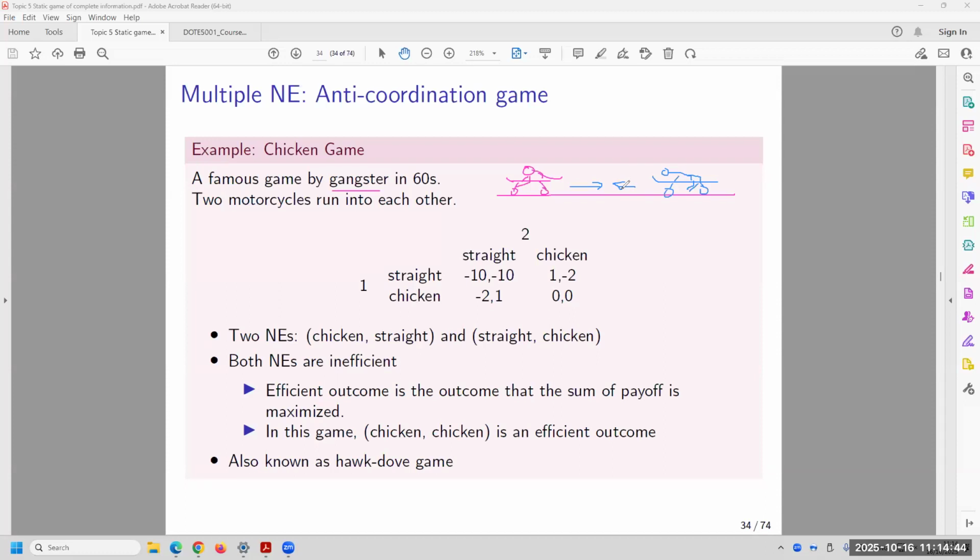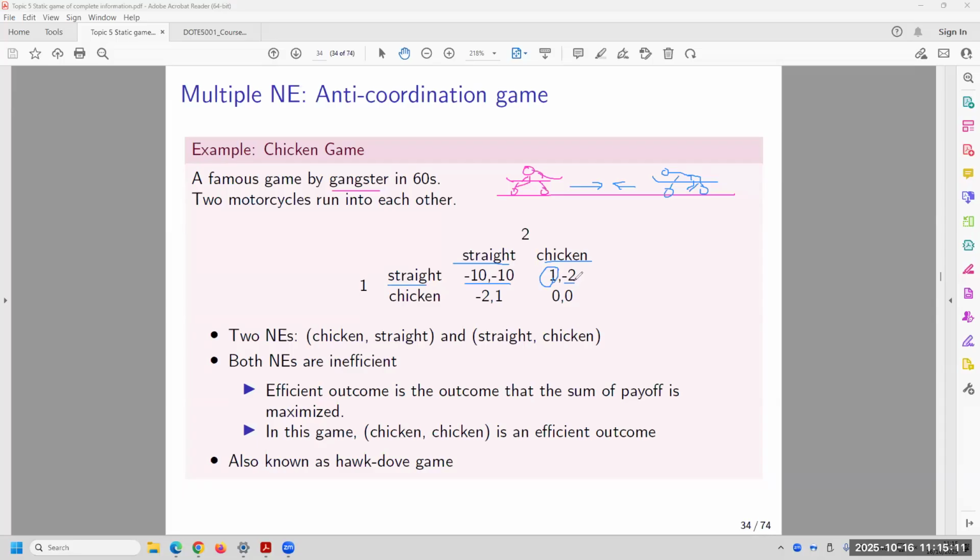If you're chicken, which means you're not strong enough, then you turn away to the other side. And if they both go straight, they die, right? Because the car explodes and they both die, -10. If you go straight and the other guy is chicken, then you win face, and the other gets -2 because he loses face.